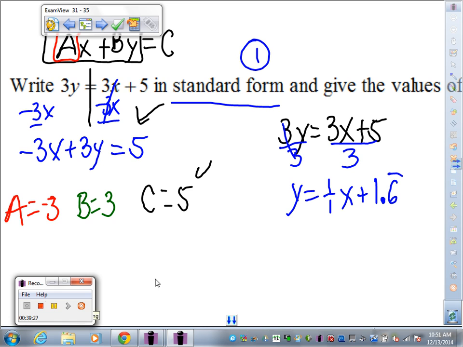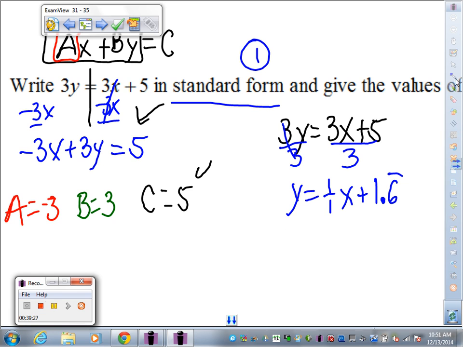I'll stop right there. Here we go. What kind of slope is this? There's only four types: positive, negative, undefined, or zero. This is a positive slope. Isn't it a positive number?